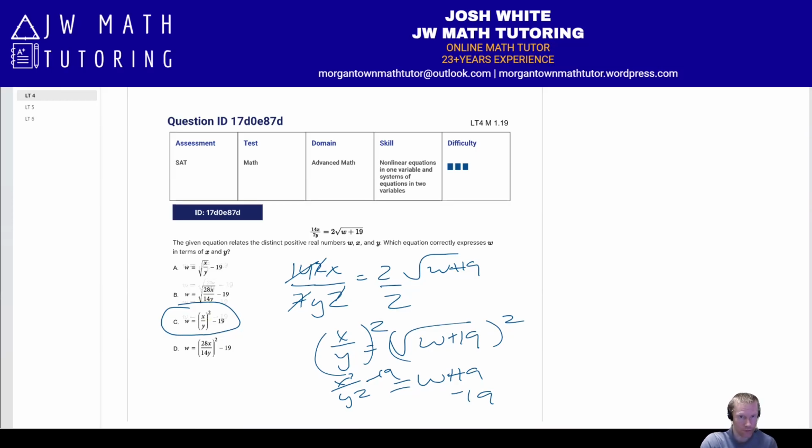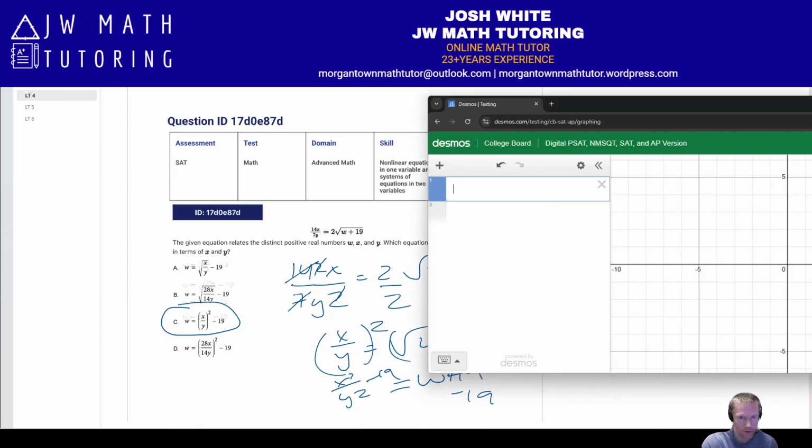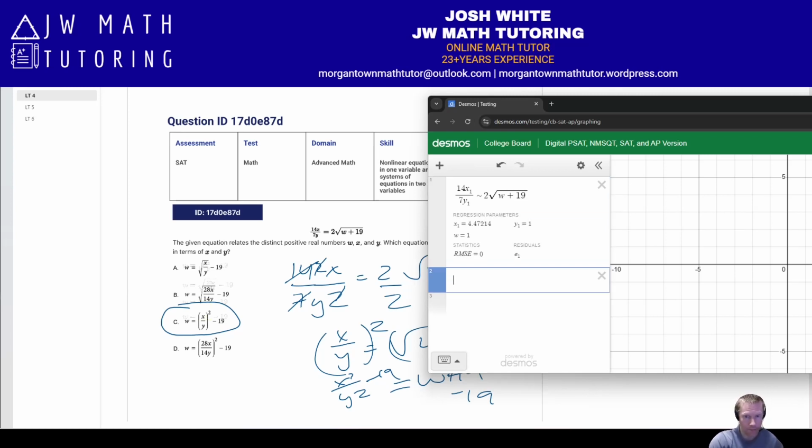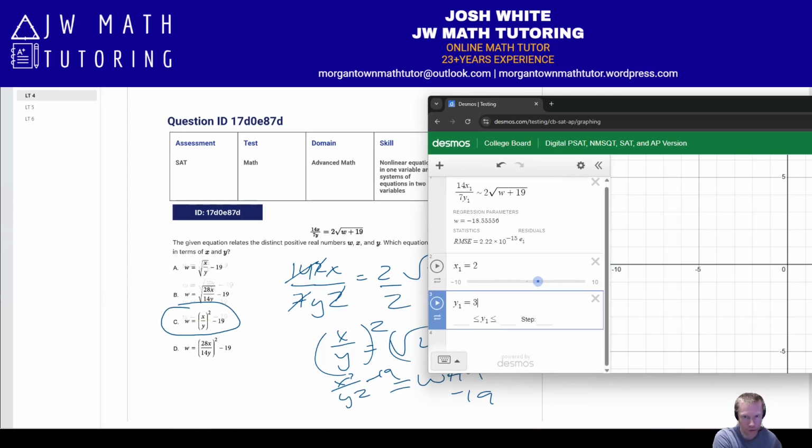Now, an alternate way to solve this would be to go to Desmos, use the strategy of picking numbers, and use regression. So here is what I mean. I am going to do 14x1 over 7y1 tilde 2 square root of w plus 19. Except now I'm going to define x1 as a number. All that matters is that it's positive because it says in the problem w, x, and y are positive real numbers. So I'm going to define x1 as 2. Then I'm going to define y1 as 3.